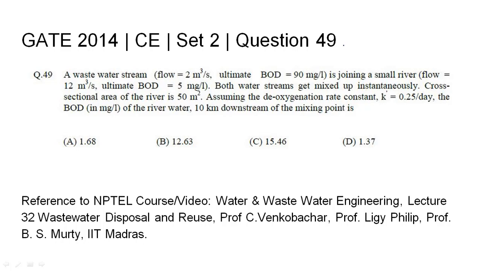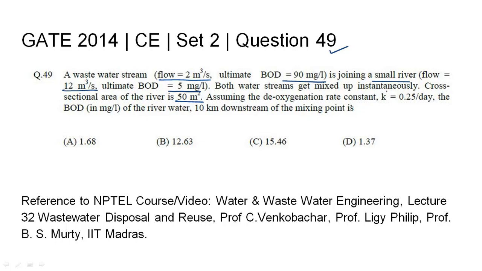GATE 2014 Civil Engineering Set 2 Question 49. A wastewater stream of flow 2 meter cube per second and ultimate BOD of 90 milligram per liter is joining a small river with a flow of 12 meter cube per second and ultimate BOD of 5 mg per liter. Both water streams get mixed up instantaneously. Cross-sectional area of the river is 50 meter square.